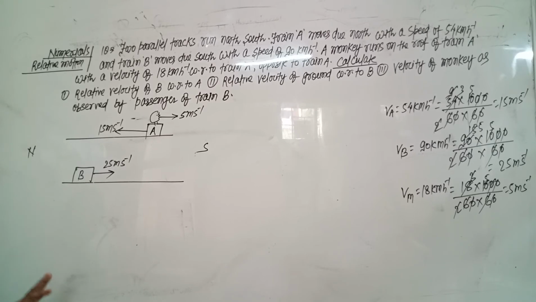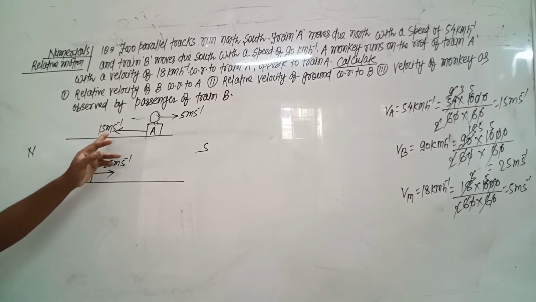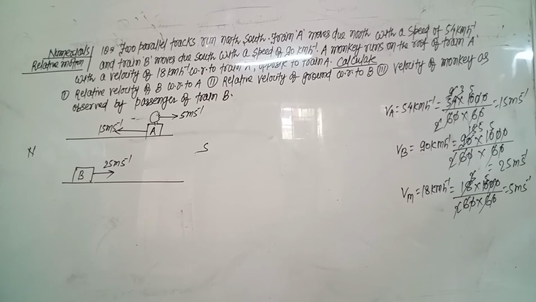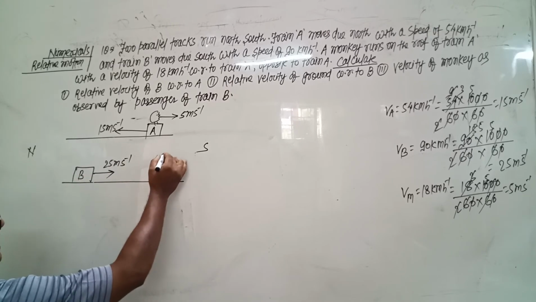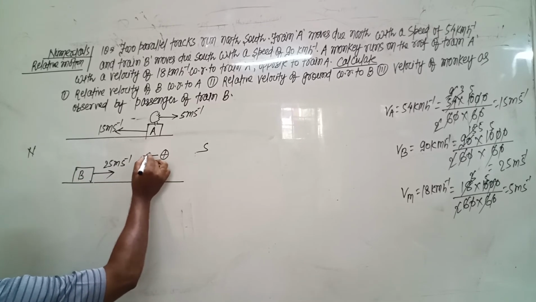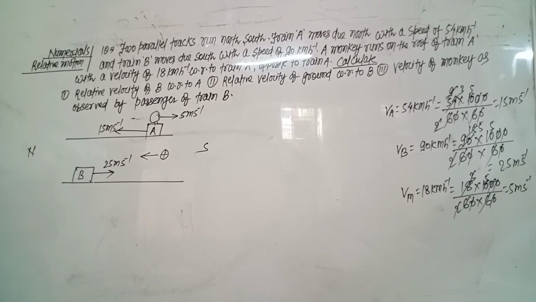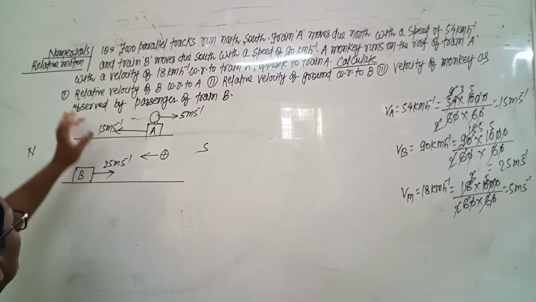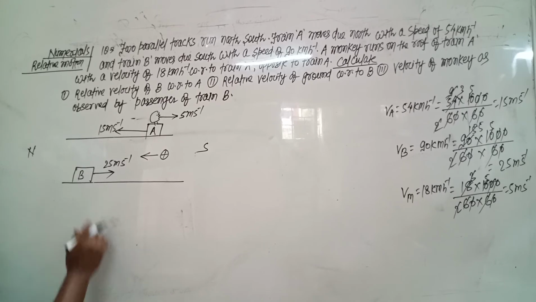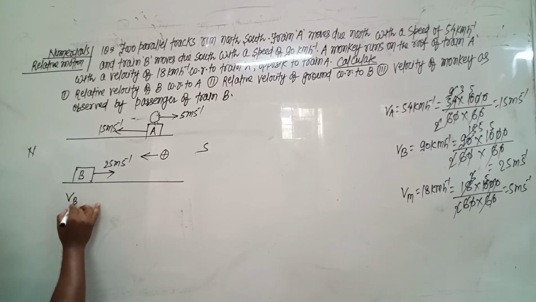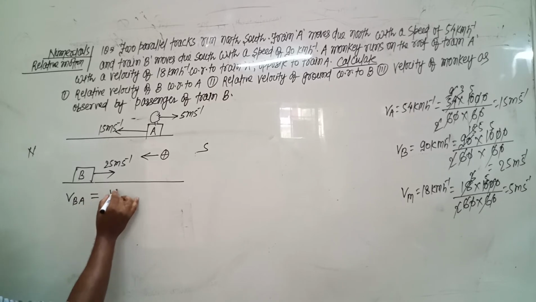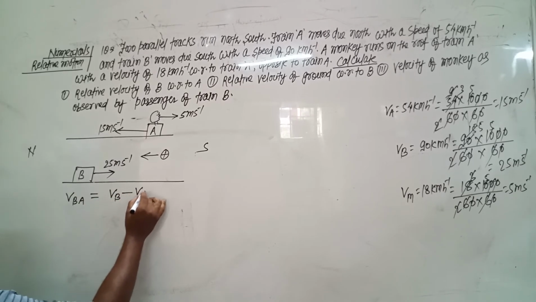So we have to calculate the relative velocity of B with respect to A. Suppose we assume the positive direction is taken towards north. First thing we have to find is the relative velocity of B with respect to A. VBA equals VB minus VA.